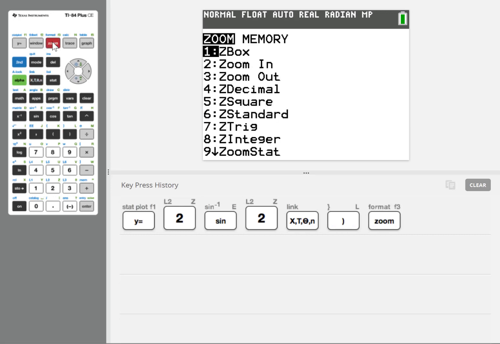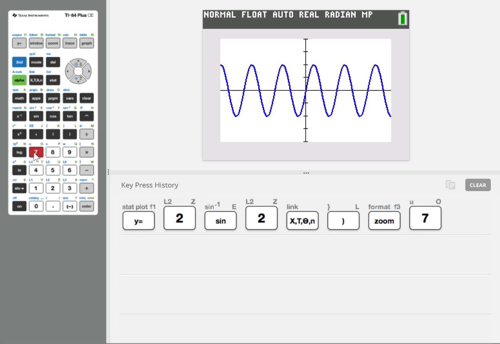I'll go to zoom and choice 7. Remember, the ZTrig window is the one that counts by pi over 2's. It's a little bit hard to tell here, but the tick marks are being covered up. Here's pi over 2, pi, 3 pi over 2, 2 pi. I guess this would be 5 pi over 2. The y marks are by 1, so 1, 2, 3, 4.